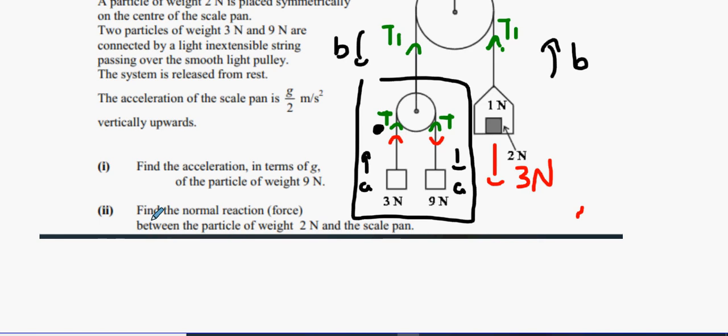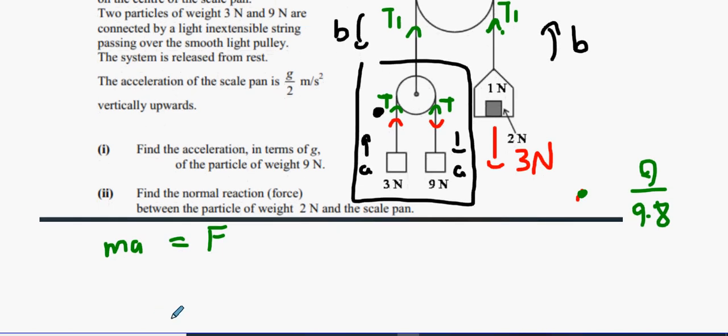Now, we usually use ma equals F, don't we? What's the problem here? It's in newtons, isn't it? It's really annoying that it's in newtons. So how do I convert newtons back into kilograms? 9 divided by 9.8. What is 9 divided by 9.8? Anybody know? 45 over 49. Yeah, 45 over 49 a equals, because that's the mass of that particle.